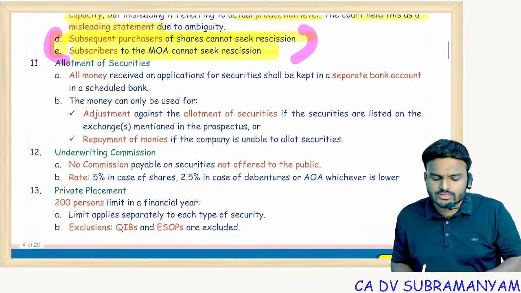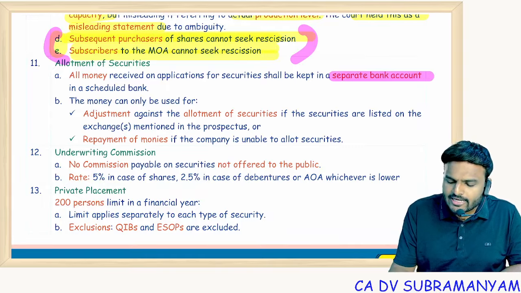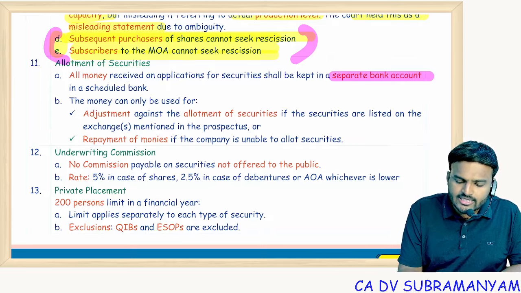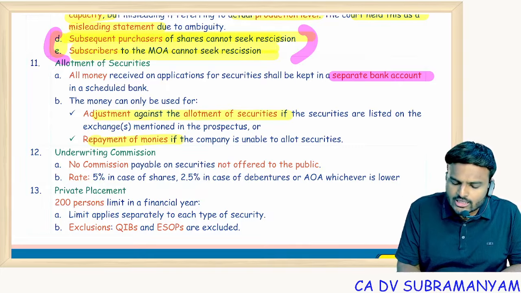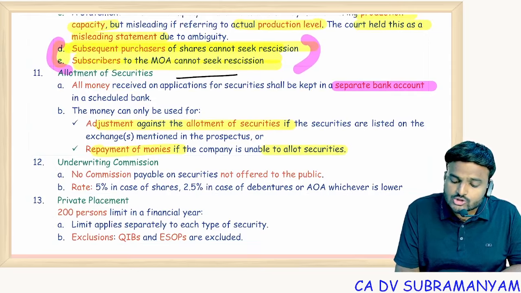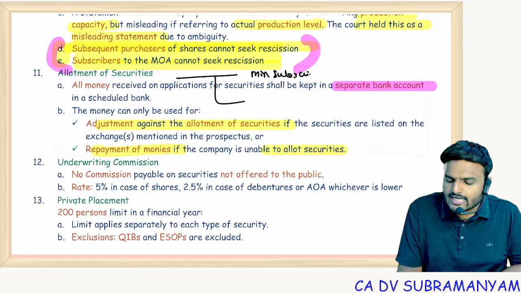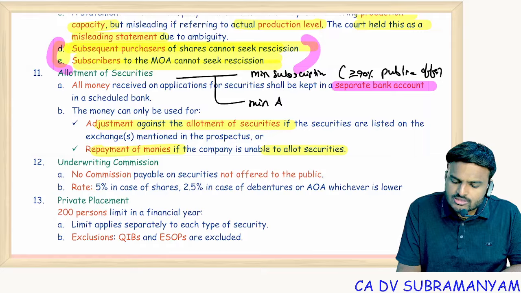Allotment of securities. Until allotment happens, money shall be kept in a separate bank account, and that money shall be utilized only for 2 purposes: either adjust against allotment or repayment of money if unable to allot securities. You know what? For making allotment of securities, 2 conditions are to be satisfied. One is minimum subscription. As per SEBI, minimum subscription should not be lesser than 90% of the public offer. And the second condition is minimum application money.